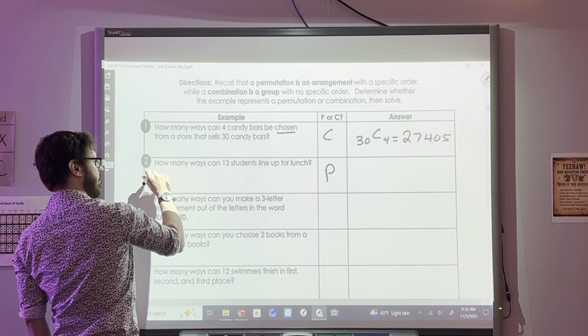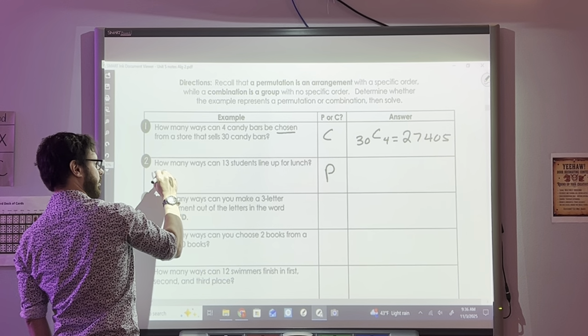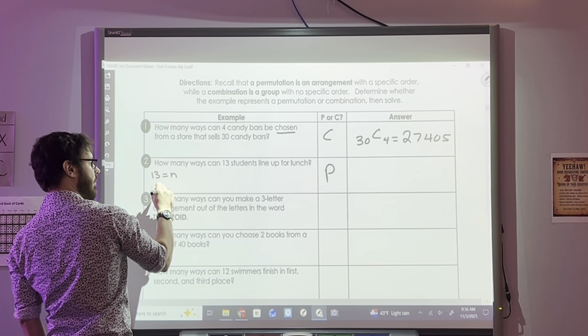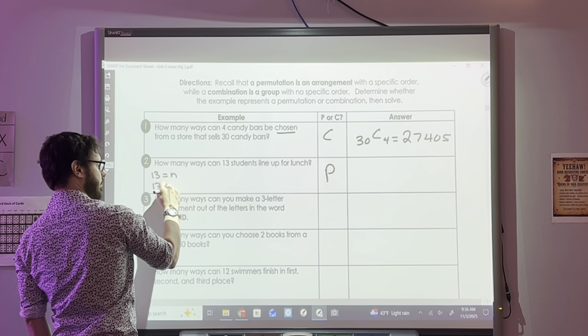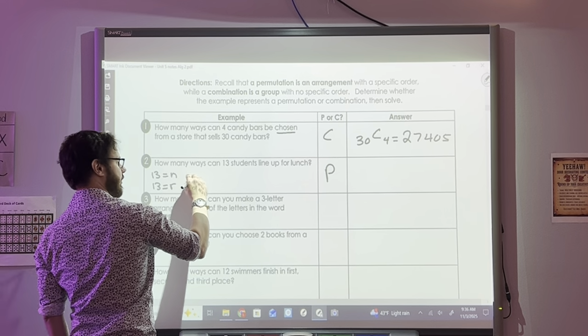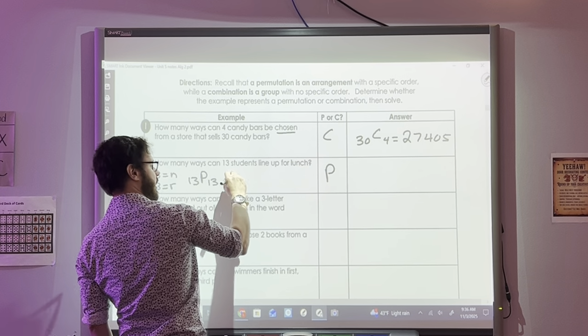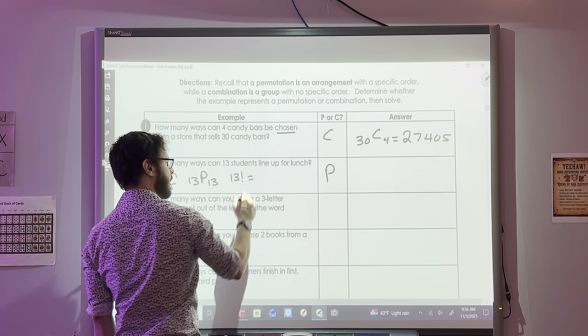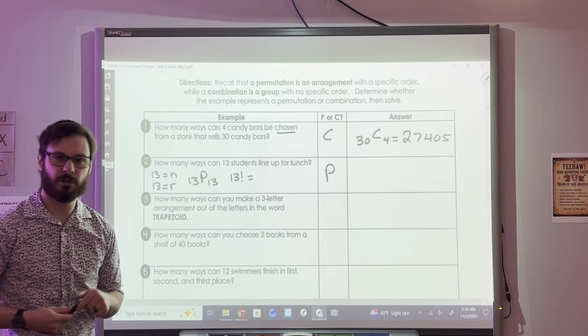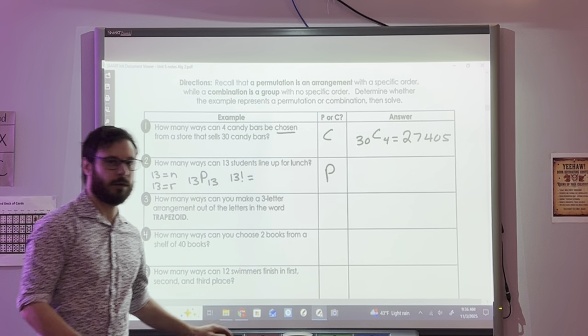And there are 13 kids. That's my n. And all of them need to line up. It's going to be 13P13, which is the same as 13 factorial. And that is a gigantic number that I'm not going to do that you are welcome to do. Okay, good luck.